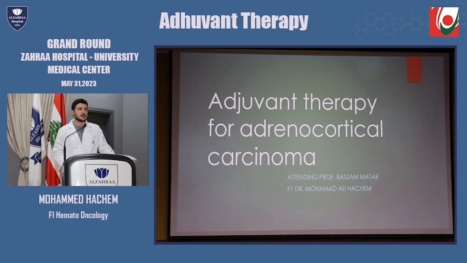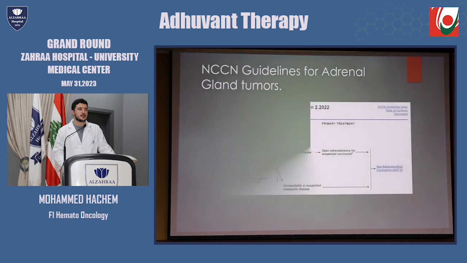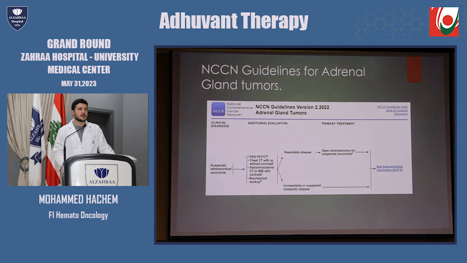Today we will discuss together the adjuvant treatment in ACC. First, I will start with the NCCN guideline recommendation for ACC. When we suspect ACC, we should do PET scan, chest CT without IV contrast, CT or MRI abdomen and pelvis with IV contrast. Based on the result of this imaging, we have two probabilities, either resectable or unresectable.